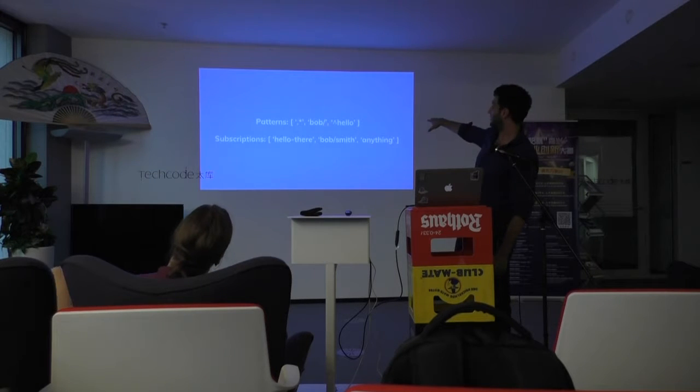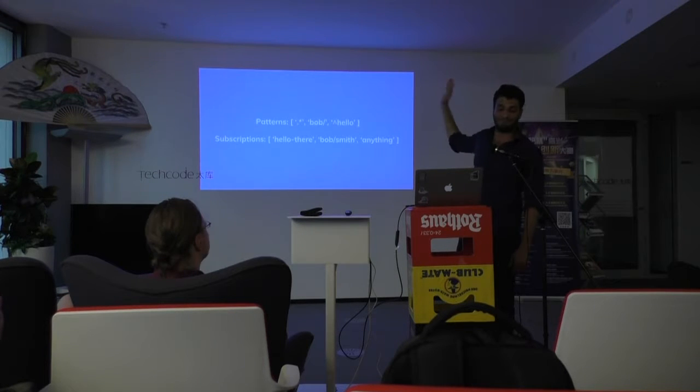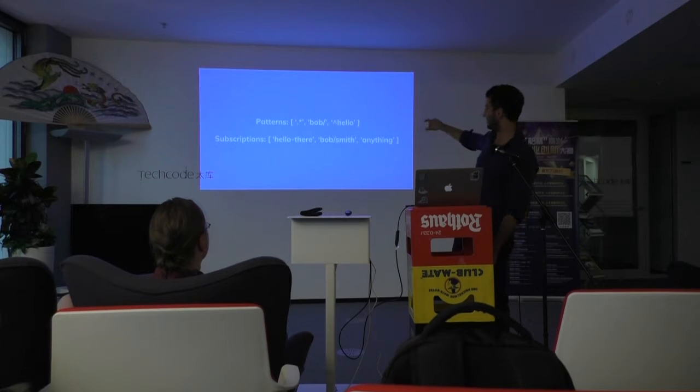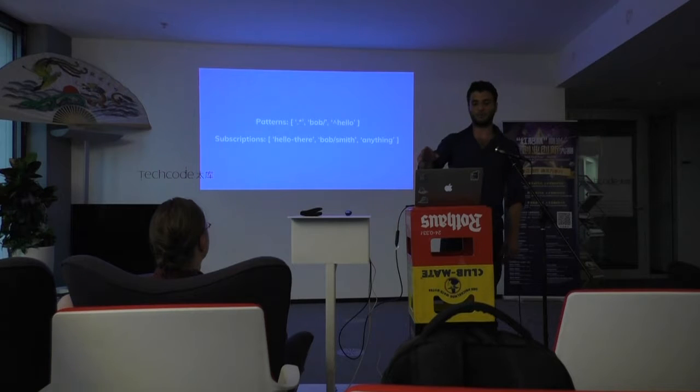So the first thing is patterns. I'm going to say, okay, the first one is just really greedy. It says if anything matches anything, so I'm going to get told about everything on the system. The second one would be if anything starts with a Bob prefix, and the third one would be if anything has hello. The second one doesn't start with Bob, just Bob somewhere in the thing. And then these are my 3 subscriptions, right?